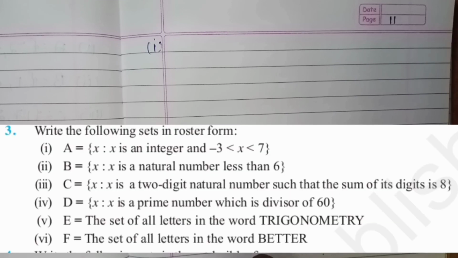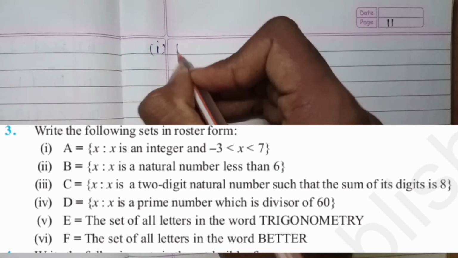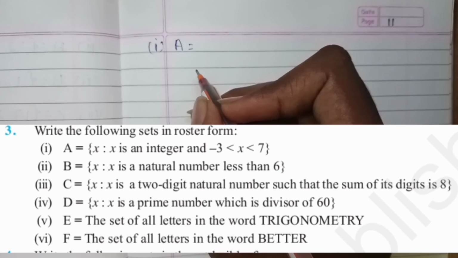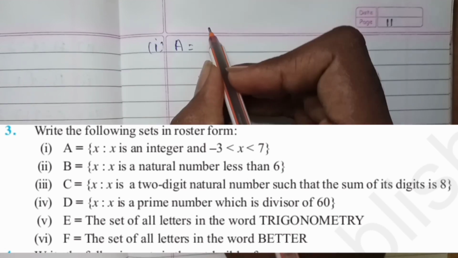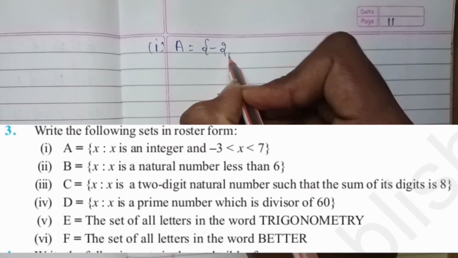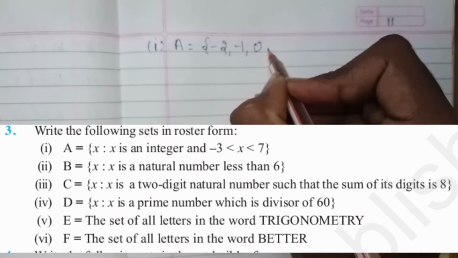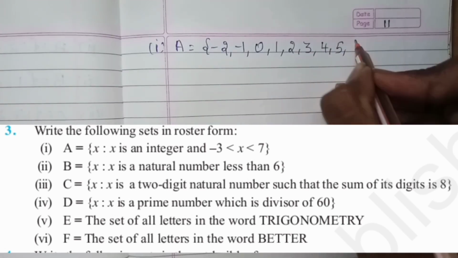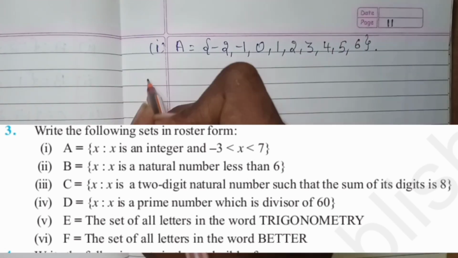The first sub question: A is equal to {x : x is an integer, where x is greater than -3 but less than 7}. We'll write the elements of the set A. A is equal to {-2, -1, 0, 1, 2, 3, 4, 5, 6}.